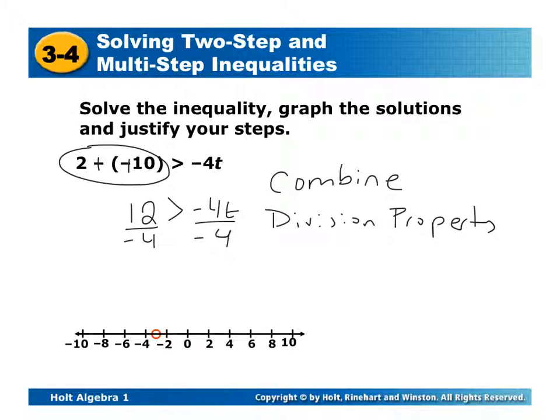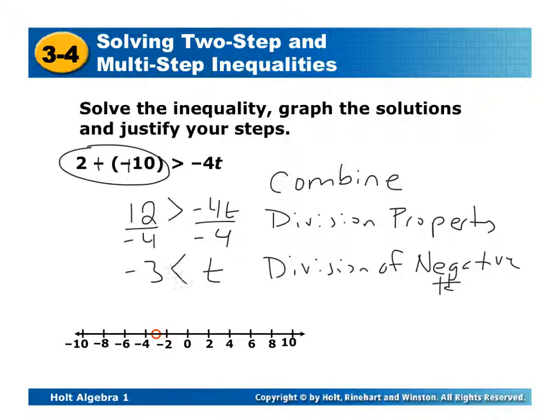Okay, so 12 divided by negative 4 is going to be negative 3, and then we have a t, and then we have the division property of a negative number, which means we're going to go ahead and change our sign around. So now we have our open circle at negative 3. t is going to be greater than negative 3, so our arrow should go to the right.